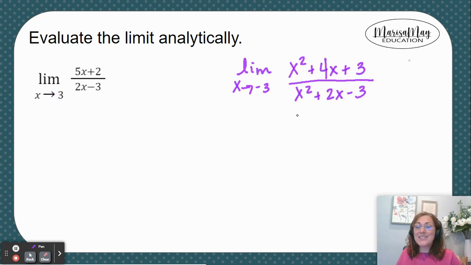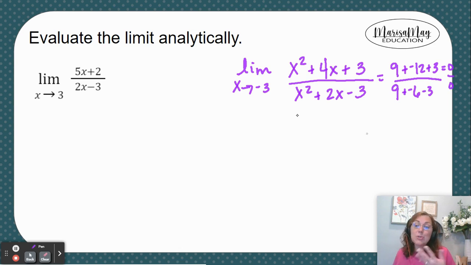Sorry about that, friends. I needed to change that problem because it actually wasn't working the way I wanted it to. So let's look at the problem here with the second one. If I substitute -3 in for x, you'll notice that I get 9 plus -12 plus 3, which is 0. And on the bottom, I get 9 plus -6 minus 3, which is also 0. So substitution doesn't yield me a value. When that happens, I have to go for one of my other strategies.